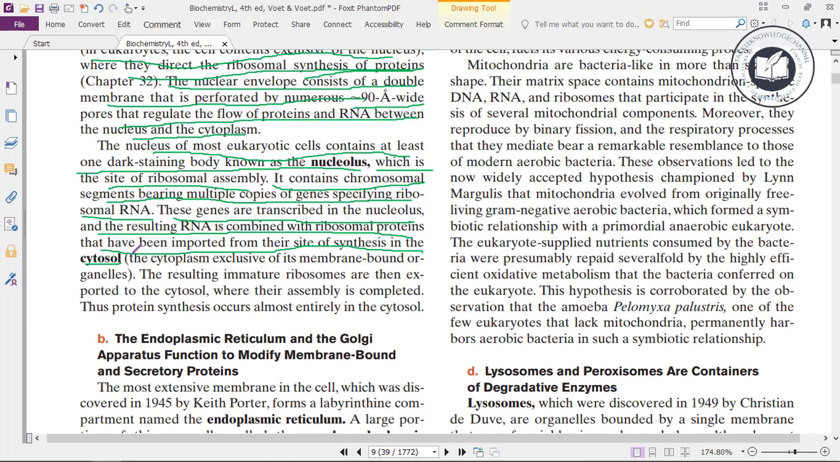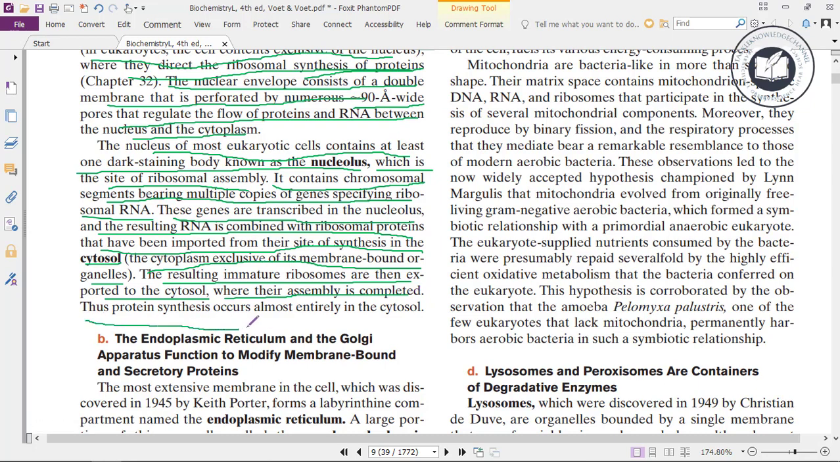So these genes are transcribed in the nucleus and it is going to result in the RNA, right? This RNA is combined with the ribosomal proteins and they are imported from their site of synthesis to the cytosol, the cytoplasm exclusive of its membrane bound organelles. The resulting immature ribosomes are then exported to the cytosol where their assembly is completed.